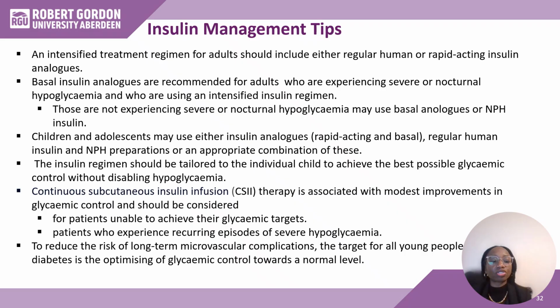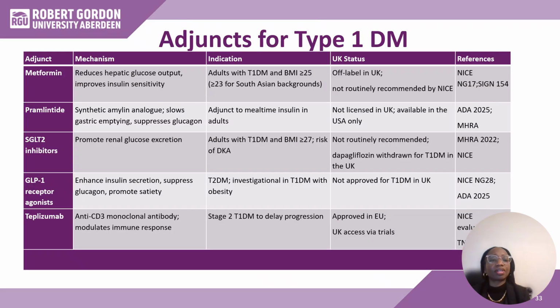To reduce the risk of long-term microvascular complications, the target for all young people with type 1 diabetes is the optimization of glycemic control towards a normal level. So that's really important. And we as pharmacy professionals play a very vital role with the management of type 1 diabetes. I thought I'd move on now to the adjuvants for type 1 diabetes.